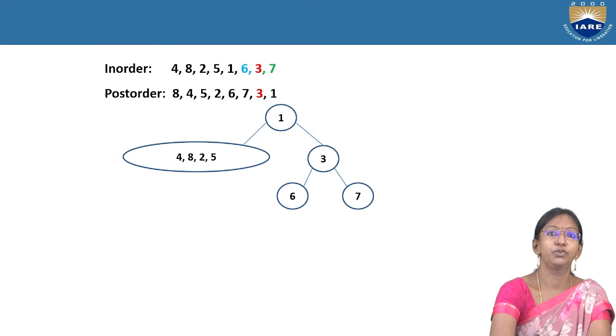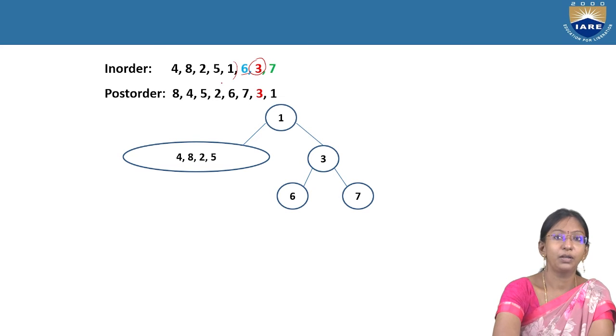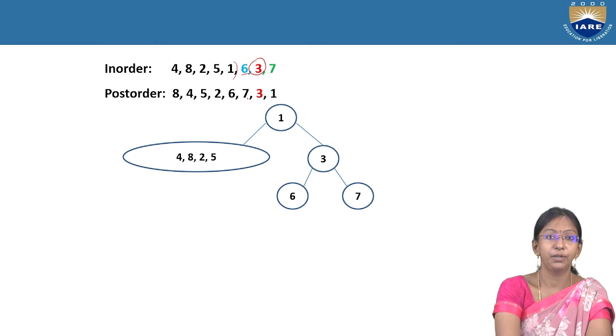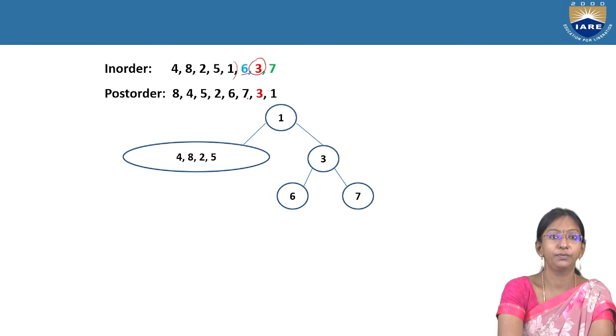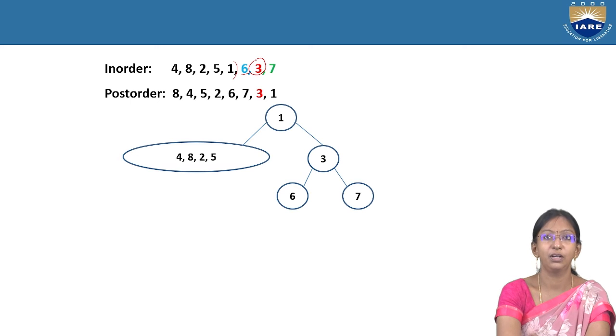Next element in your post order is 3. Then in your in order, the left of 3 is 6. The next element is 1. I cannot consider 1 because 1 is the parent of 3. I cannot touch it. So make only 6 as its left child and 7 as its right child.